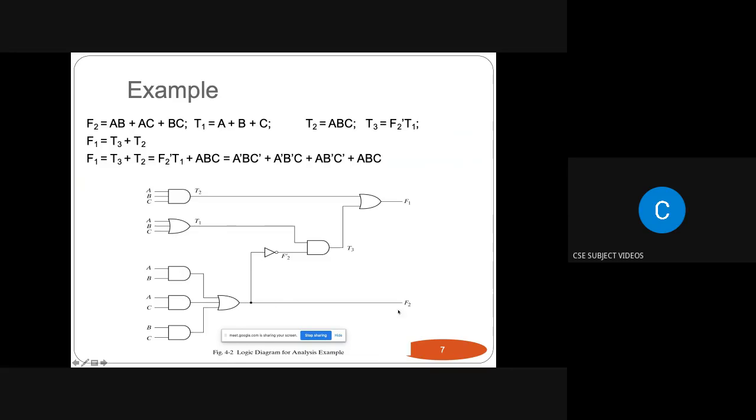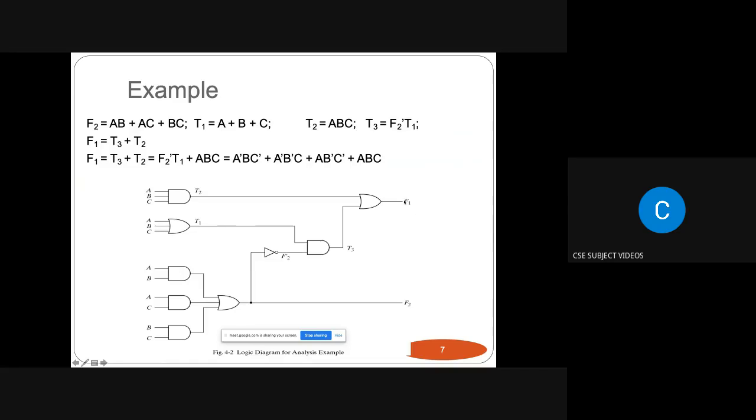That can be considered as F2. And this F2 is given as input to the NOT gate. So this NOT gate output is F2 dash. And here is an AND gate. This AND gate output is considered as T3. So this AND gate takes the input from T1 and F2 dash. So we can write the T3 expression as T1 dot F2 dash. So here T3 is written as F2 dash dot T1.